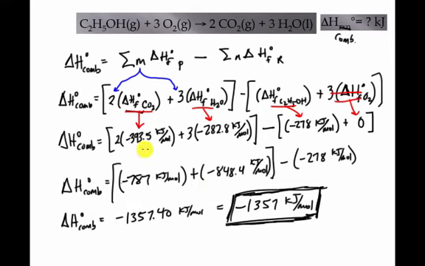I simplified everything and brought all my units together and finally got my answer, which is negative 1,357 kilojoules. That would be the change in enthalpy for the combustion of this reaction. So for every 1 mole of the ethanol that reacts, this is the amount of thermal energy that comes out of the combustion reaction, and that's the number that goes here.